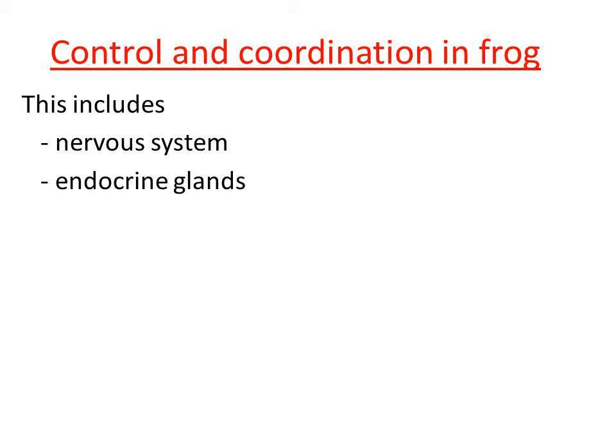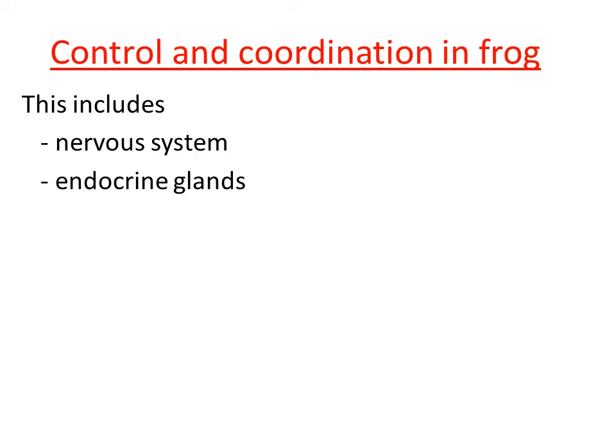There are different endocrine glands present in the frog. The best examples are the pituitary gland, thyroid gland, parathyroid gland, thymus, then pineal body, then pancreatic islets, adrenals, and gonads. So these are the different kinds of endocrine glands. They secrete hormones to help the coordinated way of function, right?